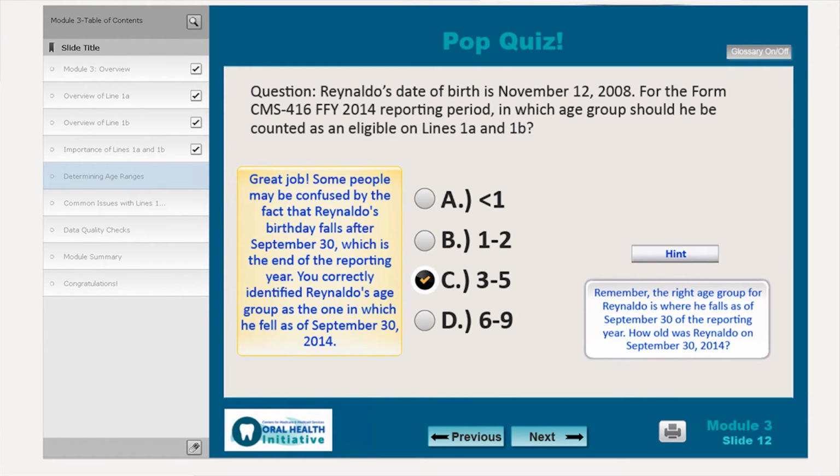Some people may be confused by the fact that Ronaldo turned 6 in 2014. But since his birthday falls after September 30th, which is the end of the reporting year, he is counted as a 5-year-old for this reporting year. You correctly identified Ronaldo's age group as the one in which he fell as of September 30th, 2014.